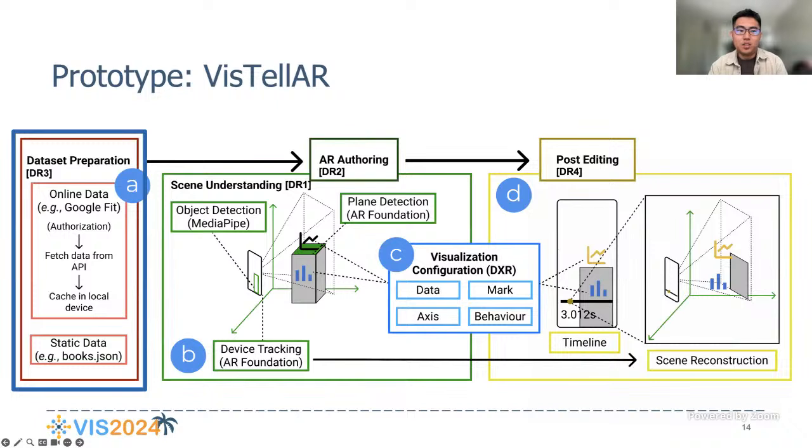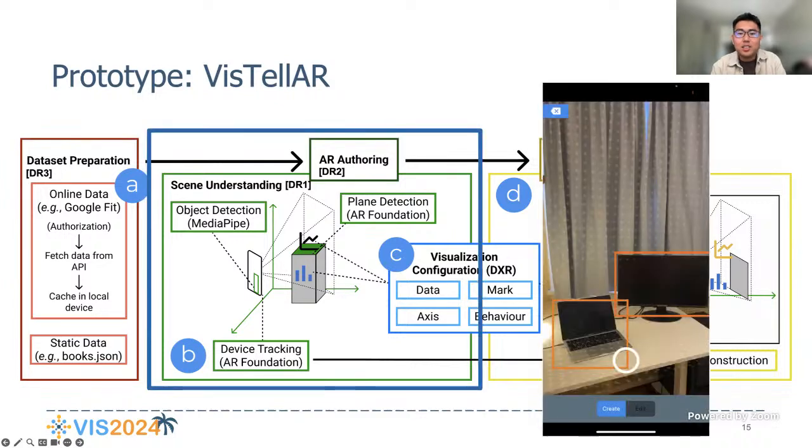Based on this workflow, we built our prototype VisTellAR. The prototype consists of 3 main components. First, we have the dataset preparation component, helping users to prepare the self-tracked data and providing some static data sets. And second is the AR authoring component. We deploy scene understanding, including object and plane detection, and also device tracking to help users put data visualization in the physical space more easily.